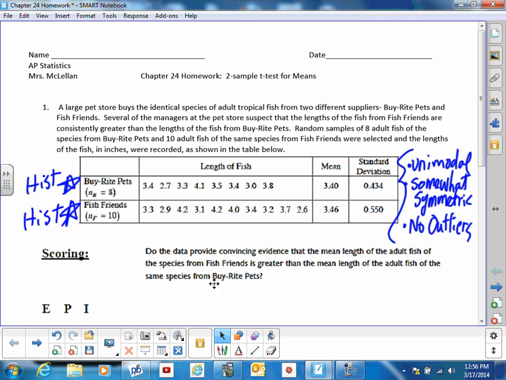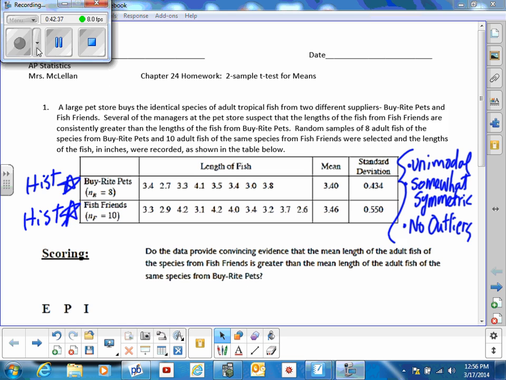Okay, good job. Now I'm going to come and stamp you for what you did on Friday.